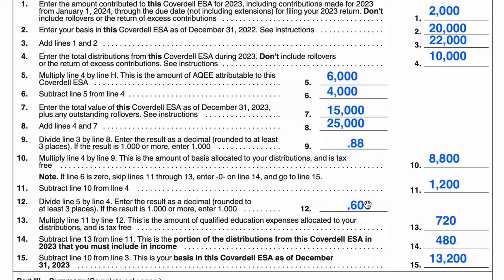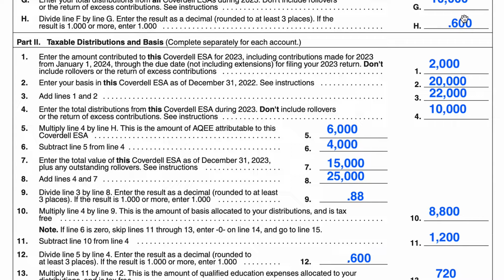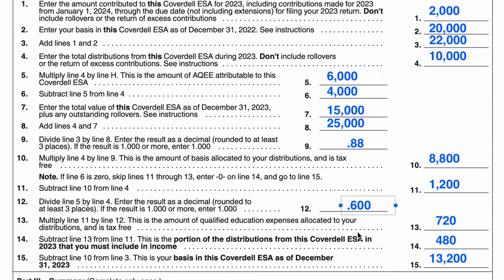So for line 12, we're going to divide line 5 by line 4, which brings us back to the same number as line H. If you get a different number, you should probably recheck your math, because to get to line 5, we had to multiply the line 4 by line H. So that now we're going to divide line 5 by line 4. So I don't think this is a really value added step. This is more of a check to make sure that you can still do mathematics. So basically you get to the line H amount, which is 0.600. If the result is 1.00 or more, then you would enter that instead.